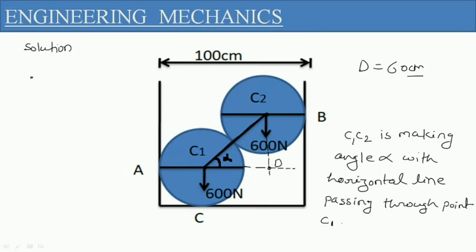So here we will consider the triangle C1C2D. We will use this triangle to define the value of alpha. Our first step in the solution is to define the value of alpha. This angle C2C1D is angle alpha. So first we need to define this angle alpha.